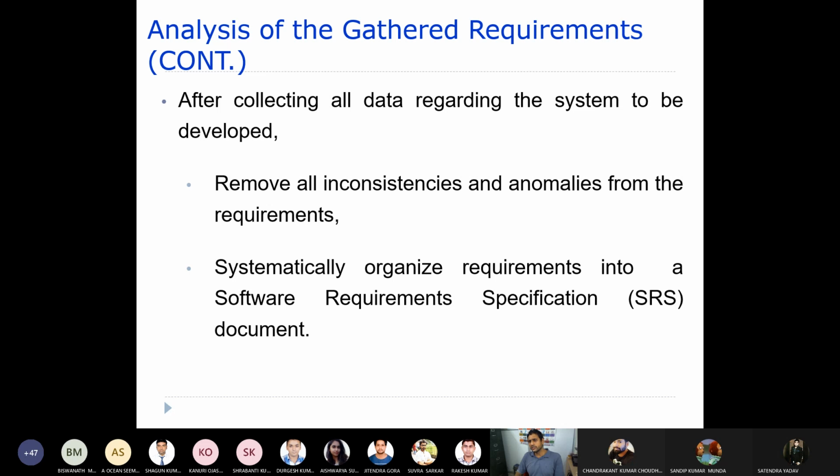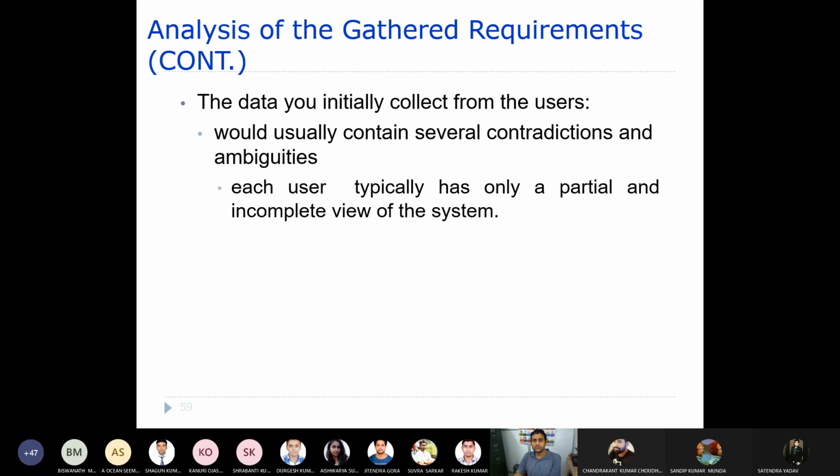So after collecting all the data regarding the system to be developed, remove all inconsistencies and anomalies from the requirements, and then systematically organize all of these requirements to form a software requirement specification. We have already talked about this. As I told you before, I explained this.